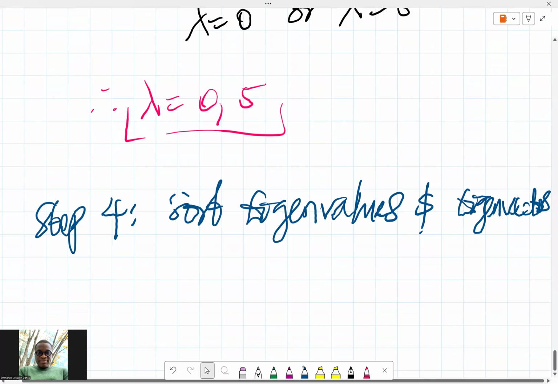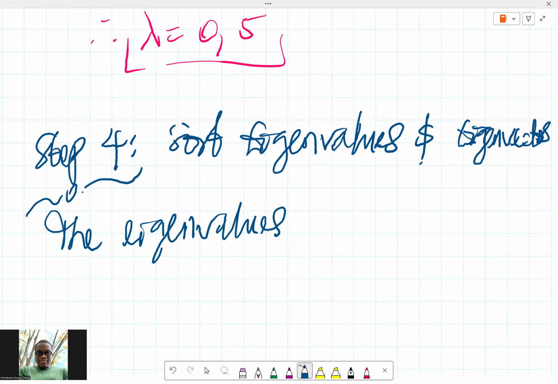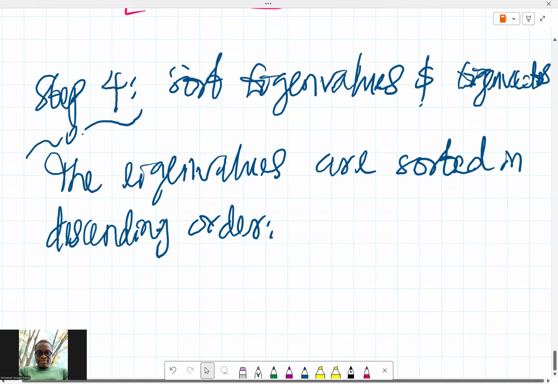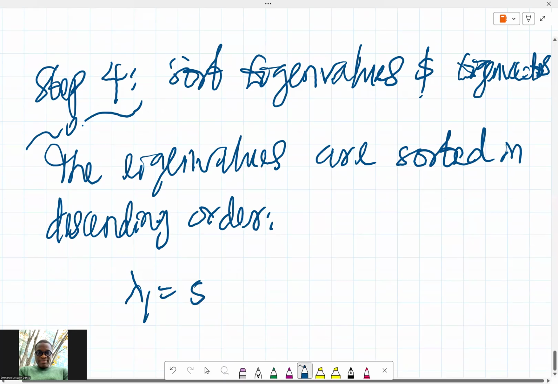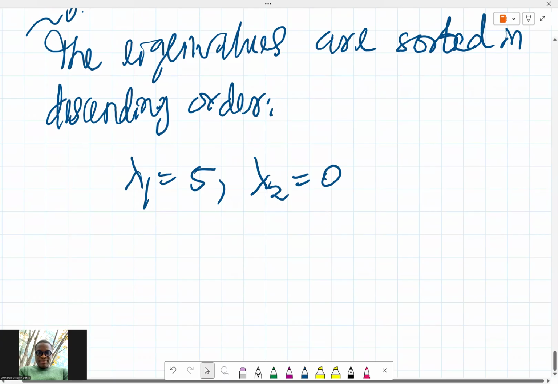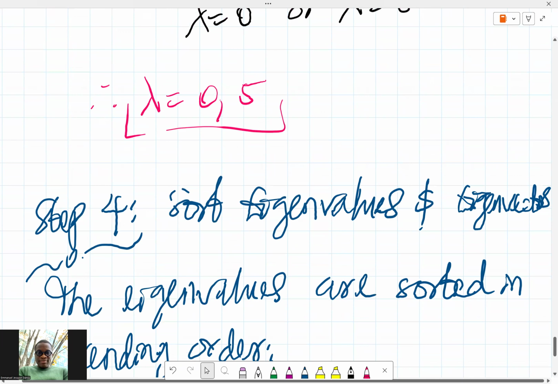So we can see that the eigenvalues are sorted in descending order, that's from the biggest to the smallest. If we do that, the bigger of the two is lambda 1, which is 5, and then lambda 2 is equal to 0. So those are the eigenvalues, right? We now need to find the eigenvectors, which correspond with this. Actually, up there, we're supposed to find the eigenvalues and eigenvectors, but maybe we can continue with that here now.